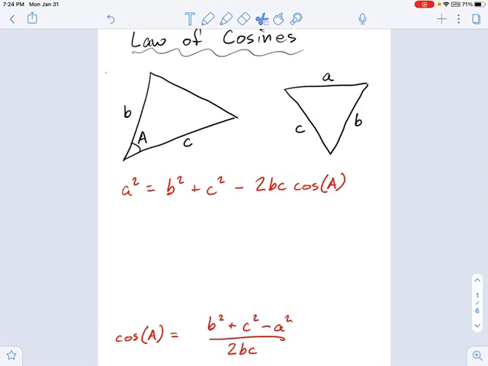Welcome to the Law of Cosines. So now we have triangles that cannot be solved with the law of sines. They're just impossible to solve because you have no matching pair, right? If you try to find the matching pair of A's, it doesn't exist. Likewise for the C's and the B's.